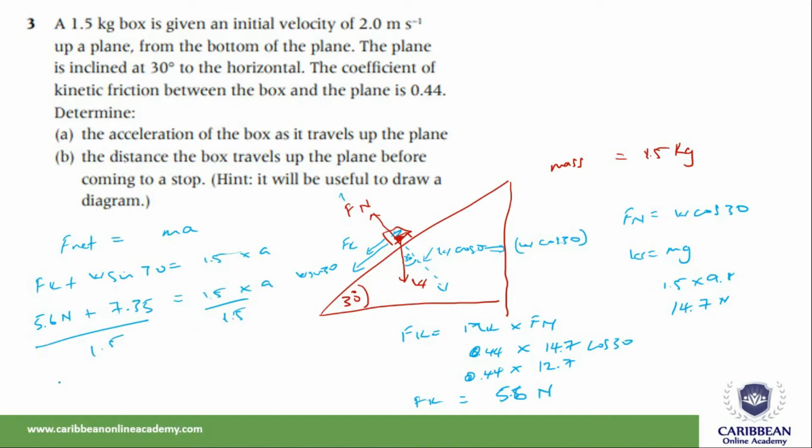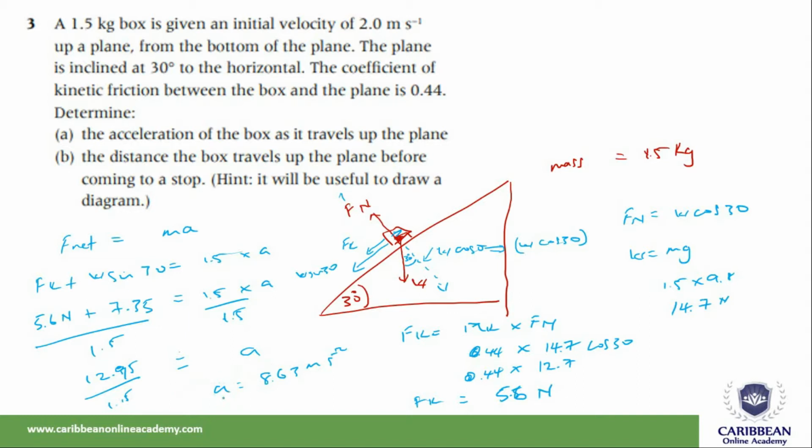So let's find the sum in the numerator on this side. 5.6 plus 7.35 gives us 12.95, dividing this by 1.5. So we get that the acceleration a is equal to 8.63, or we can just leave it as 8.6 meters per second squared. All right, that is the acceleration of the object. Follow me? Yes. So that's the acceleration.